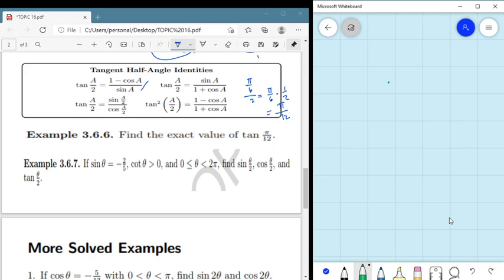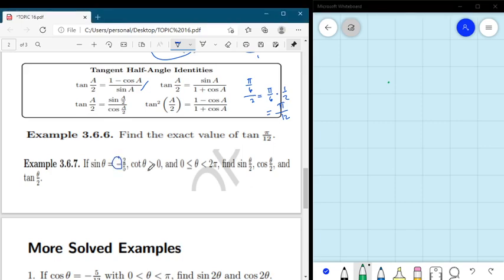Notice that in the given, our sine is negative, and cotangent here is positive. So, in which quadrant is cotangent positive and sine negative? Right? It is in quadrant 3, right? So, if it is in quadrant 3, your theta must be less than 3 pi over 2, but greater than pi.